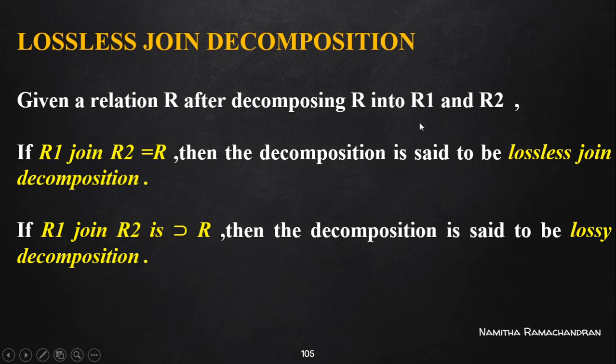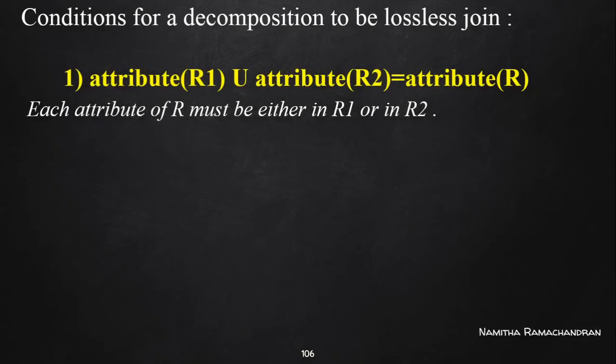Now we consider the conditions we want to follow in order to make a decomposition lossless join. We need to follow three different conditions while performing decomposition. The first condition is: attributes of R1 union attributes of R2 equal attributes of R itself. The meaning of this expression is that each attribute of R must be in either R1 or R2.